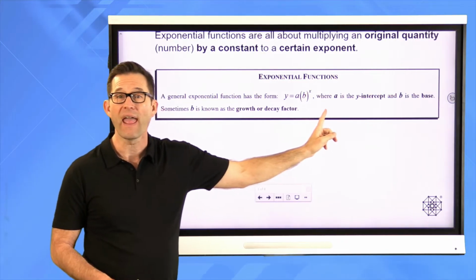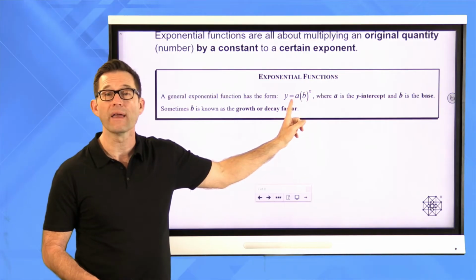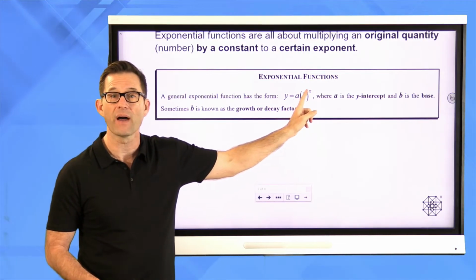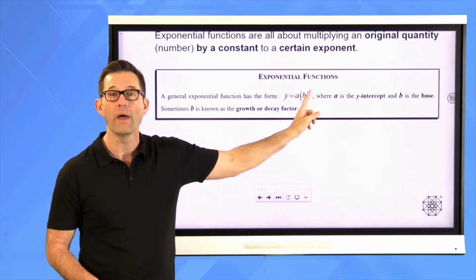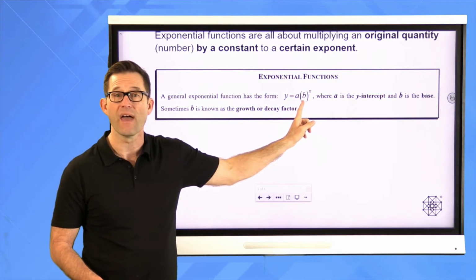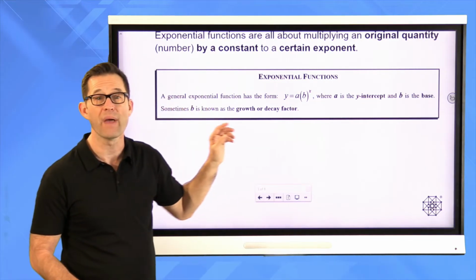Now remember that 8 was our y-intercept, right? This number a is the y-intercept, and it's the y-intercept because if I put 0 in here for x, b raised to the 0 will be 1, 1 times a will just be a. So a is the y-intercept of the graph and b is the base.